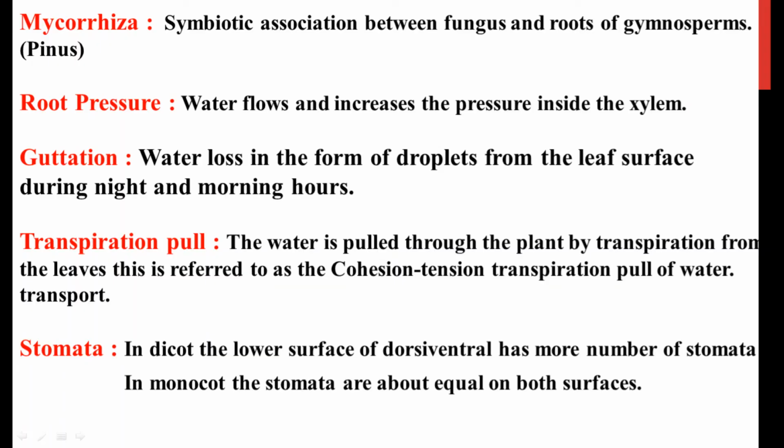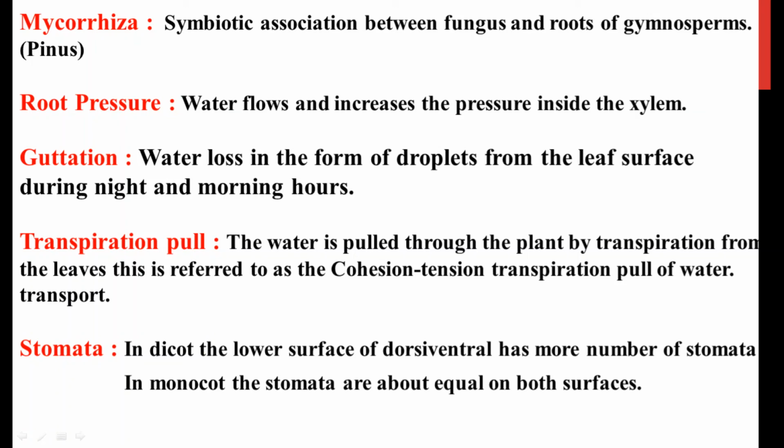What is mycorrhiza? Mycorrhiza is a symbiotic association between fungus and roots of gymnosperms, for example Pinus. Root pressure causes guttation, that is, loss of water in liquid form in herbaceous plants. Drops of liquid can be seen along the margins and tips of leaves where special openings of the veins called hydathodes are located. Root pressure can provide only a modest push and hence can account for water transport in only small herbaceous plants.